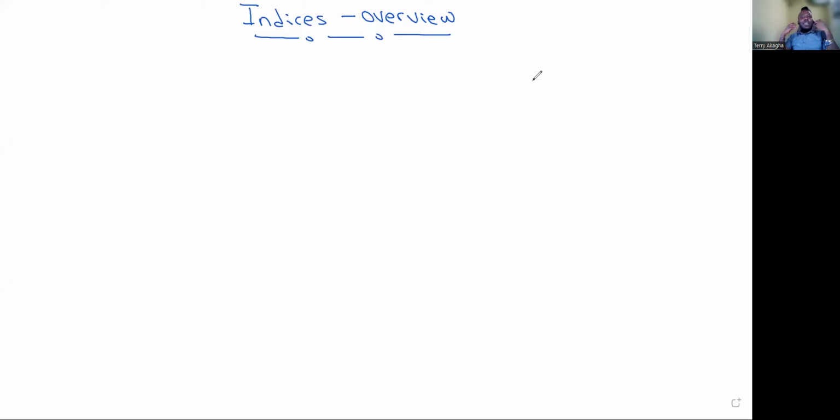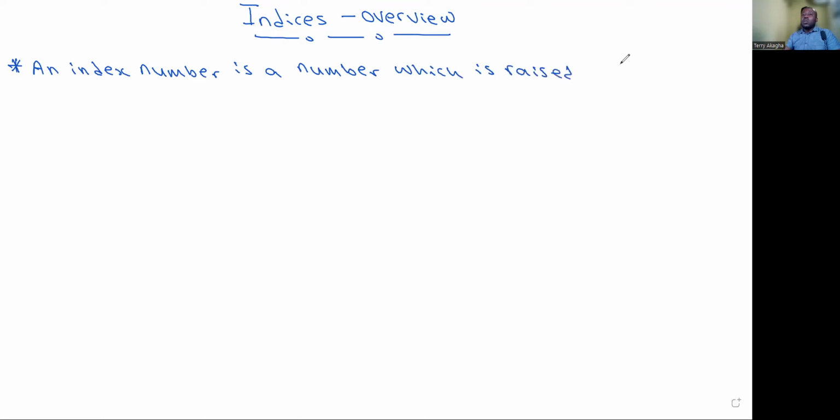So when we talk about an index number, basically it's any number which is raised to a power, all right? For those who are writing, an index number is a number which is raised to a power. Okay, so that's an index number.